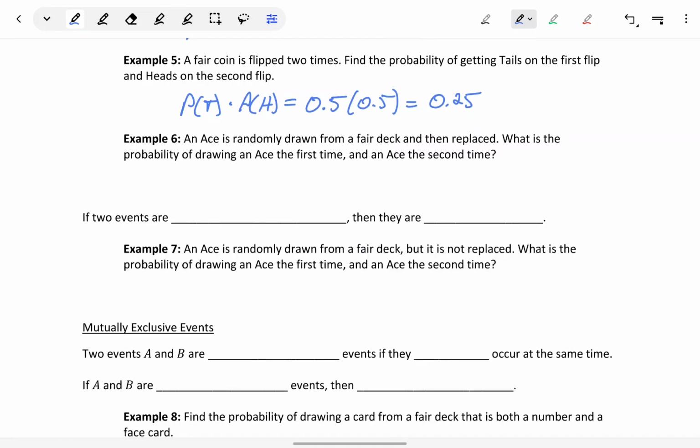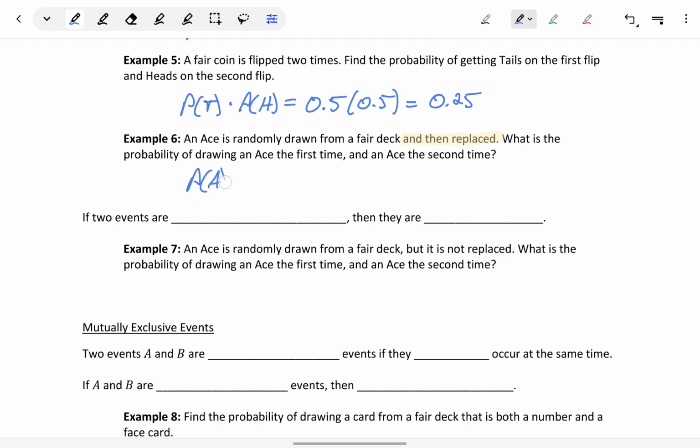In example 6, we're told that an ace is randomly drawn from a fair deck and then replaced. That's a key piece of information for this problem. And then we want to know what is the probability of drawing an ace the first time and an ace the second time. Since we make that draw and then replace the card, each time we're selecting from that complete deck of 52 cards. So these are two independent events.